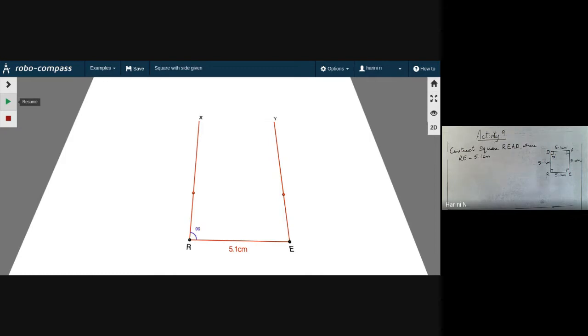Keep your protractor at R and mark 90 degrees and draw the ray Rx. Then shift your protractor to the vertex E. Mark the 90 degrees, remove the protractor and join that point to your E and extend the ray so that it is named EY. So both the rays are ready now. Even if you are a little slow, don't worry. Anyway, the recording will be sent.